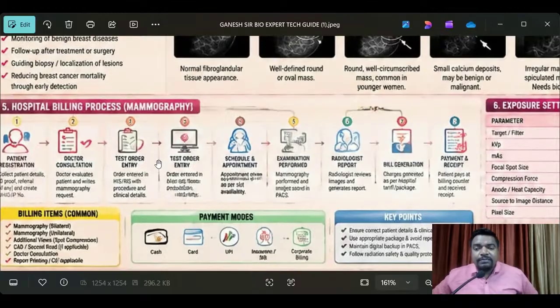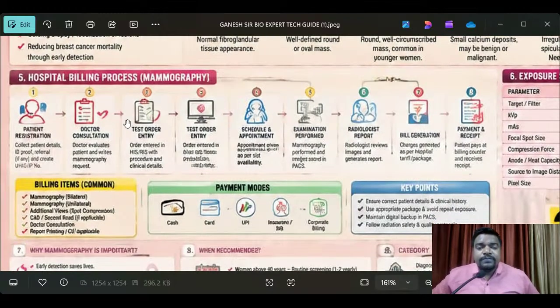Let me say, see here, the hospital billing process of mammography. Patient registration means collecting patient details, ID proof and referral, and the UHID, and all these things they will collect from the patient. Next, doctor consultation, evaluation of the patient, and the mammography request. So the doctor also should be there. Doctor says yes, you should do the mammography. Whenever they give the prescription, based on that only it is applicable. Otherwise, not applicable. They do not do any mammography, because everything is very, very important.